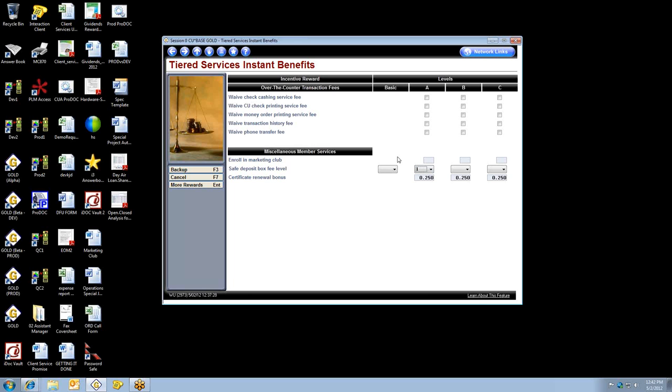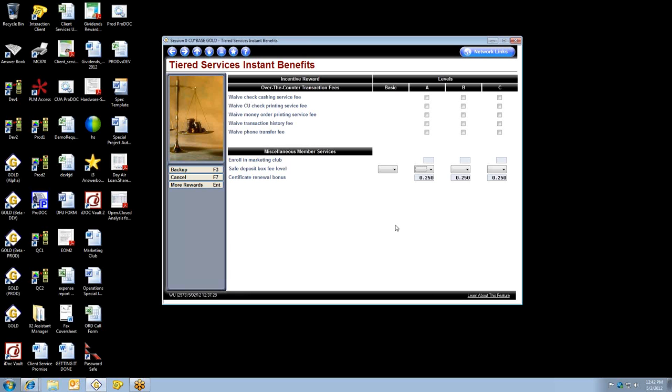If you have safe deposit boxes, you can charge a specific fee or a fee level to the members in question in that particular tier. So that way they would maybe get a bonus for being at a certain level at the time the fee is posted. If you don't have safe deposit boxes, you don't necessarily have to configure those.